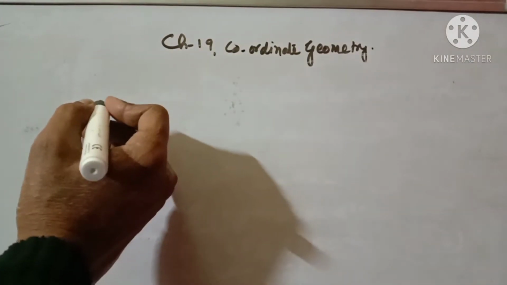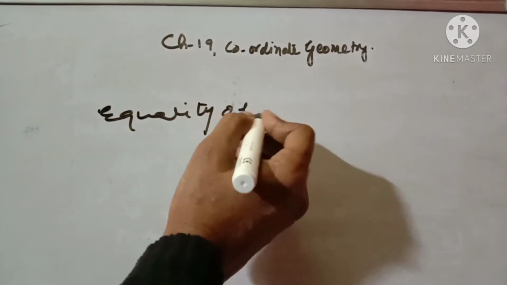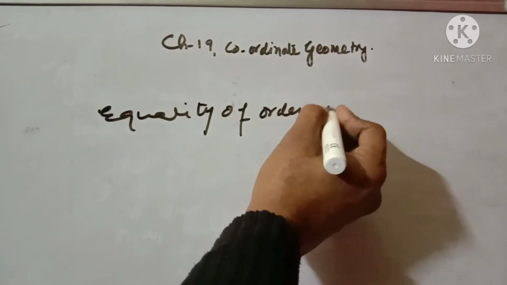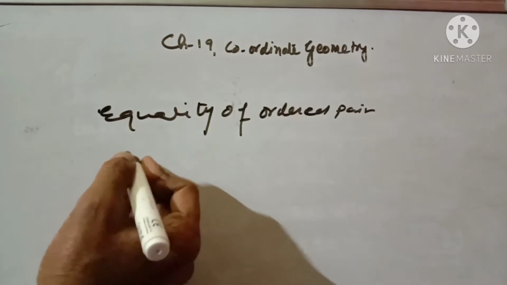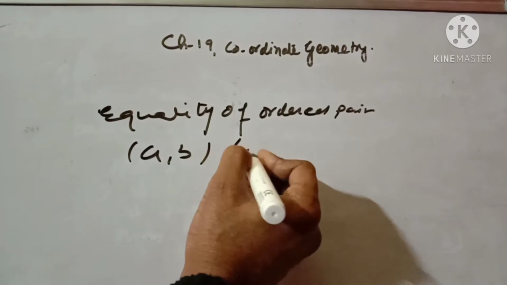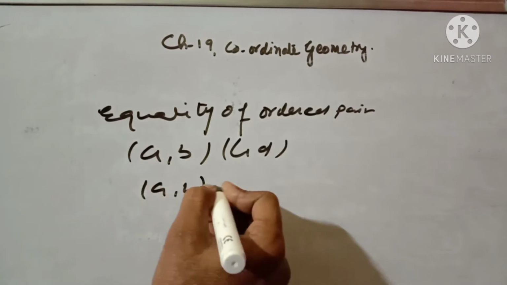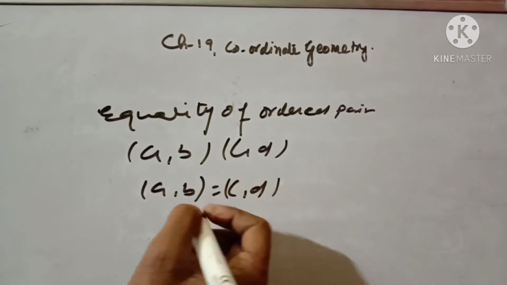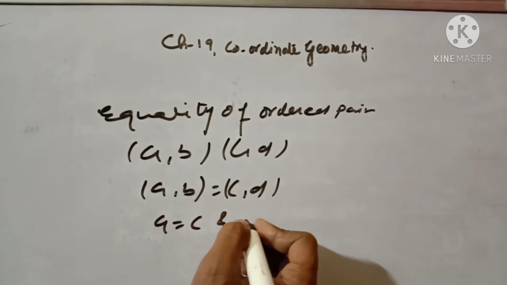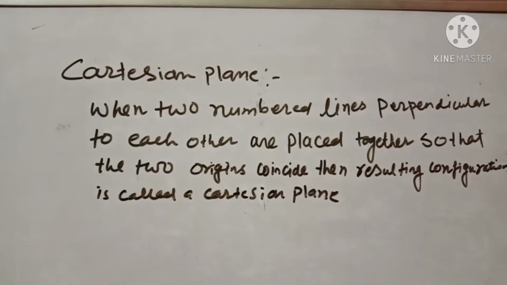Now, equality of ordered pairs. If two ordered pairs are given, (A, B) and (C, D), we can write that (A, B) equals (C, D) if and only if A equals C and B equals D. Write down please.